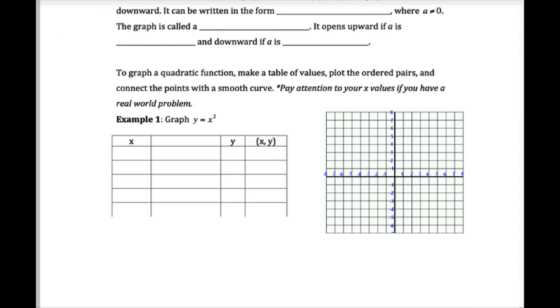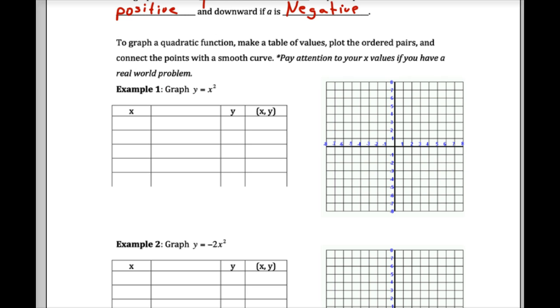All right, here's the deal with quadratics. You know how you guys made tables to graph lines? How many x's did I kind of encourage you guys to choose? 3 or 4, usually 4. With quadratics, you got to choose more than 4. At least 5, sometimes 7, and you'll see why. So that's why the tables are going to be a little bit bigger. All right. To graph a quadratic function, you're going to make a table of values, plot your ordered pairs, and connect the points with a smooth curve. Do not use a straight edge for quadratics. It's not going to be straight.